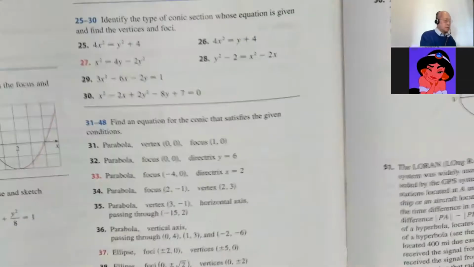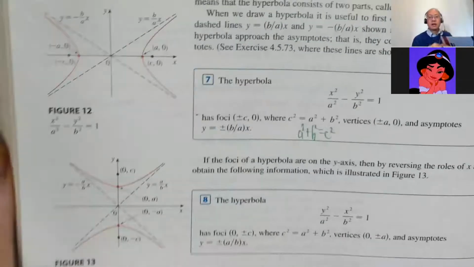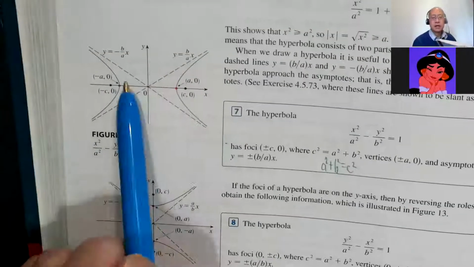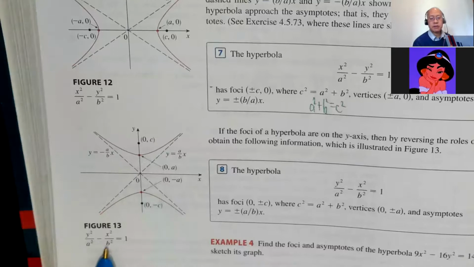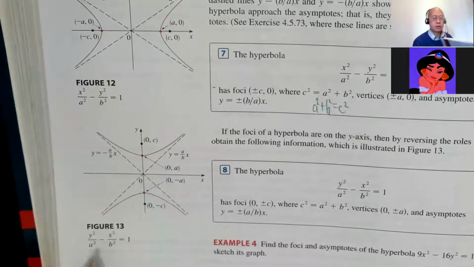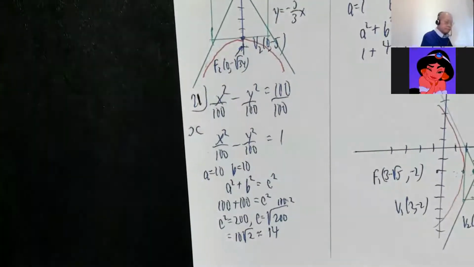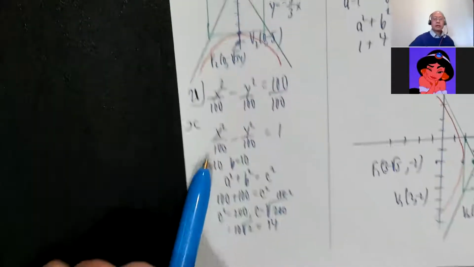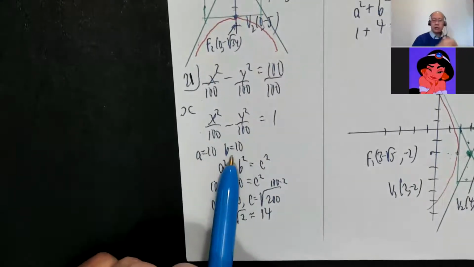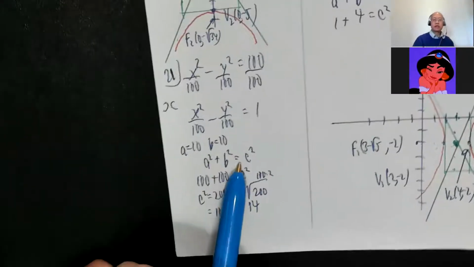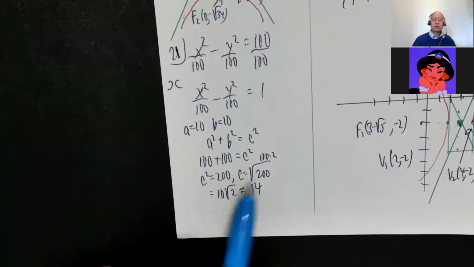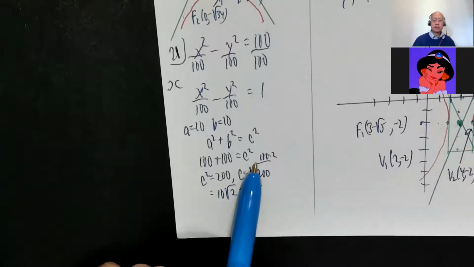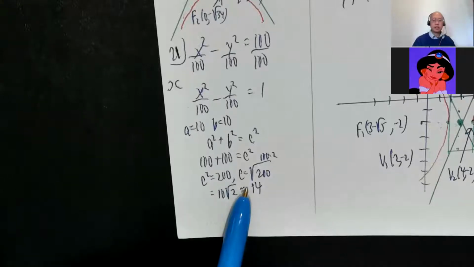Okay, so again, put this on your cheat sheet, page 678. This is if x squared comes first and it's positive. This is if y squared comes first and that's positive, and therefore x is negative. All right, so take the square root of this. A is 10, b is 10. A squared plus b squared equals c squared. 100 plus 100 is c squared. C squared is 200. C is radical 200, which is 100 times 2. 10 radical 2, which is about 14.